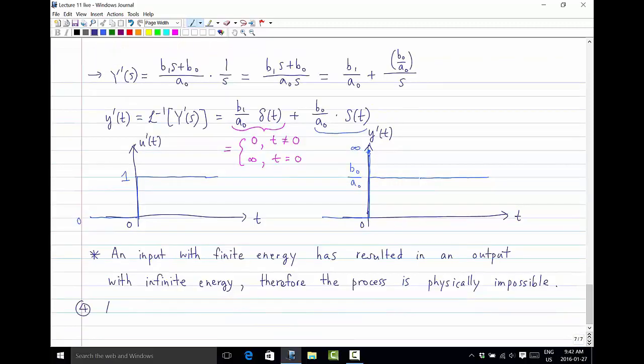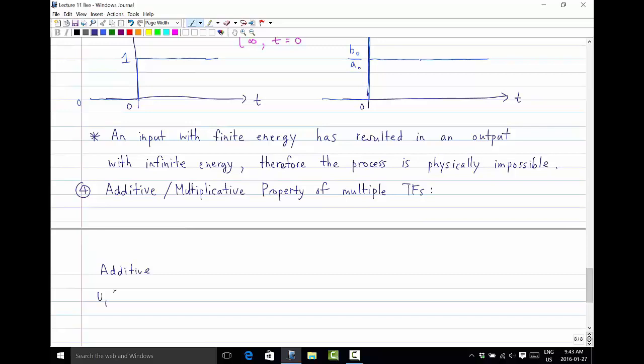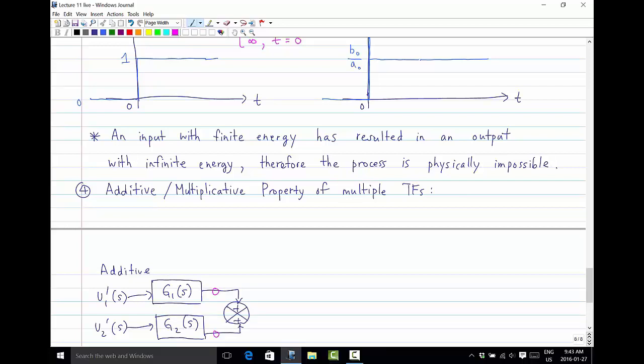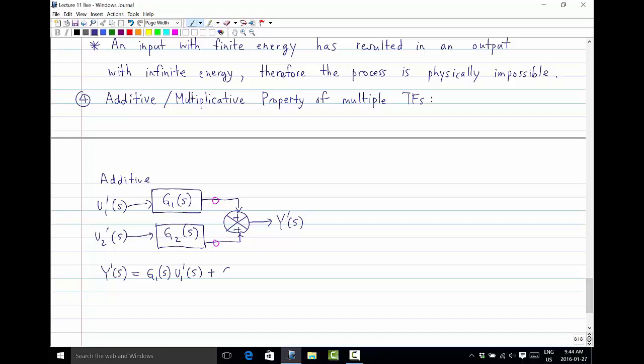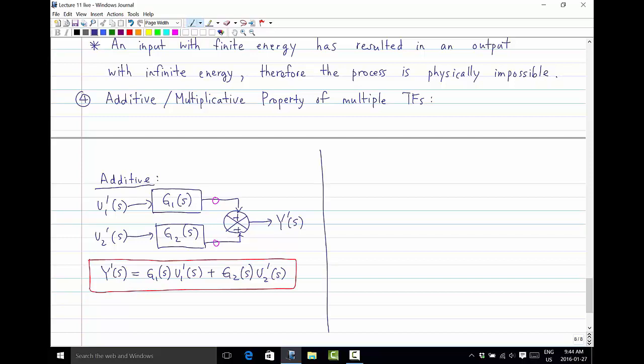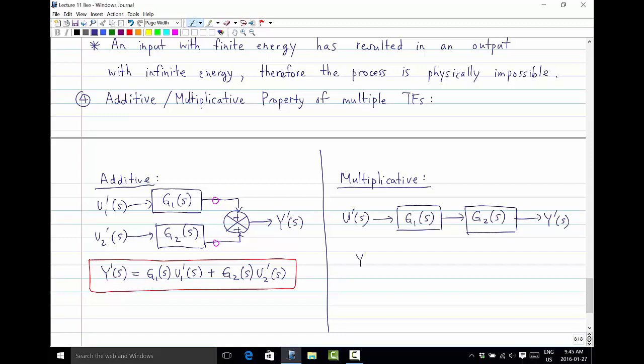Finally, we have the additive and multiplicative property of multiple transfer functions involved in the system. The additive property states that if we have two different inputs organized in a parallel fashion, they can be summed together using their individual transfer functions multiplied by the individual inputs. And this gives us the deviation form of the Laplace transform of the output. Similarly, when we have two transfer functions arranged in series, we simply multiply the two transfer functions together to the input, and this gives us the output.